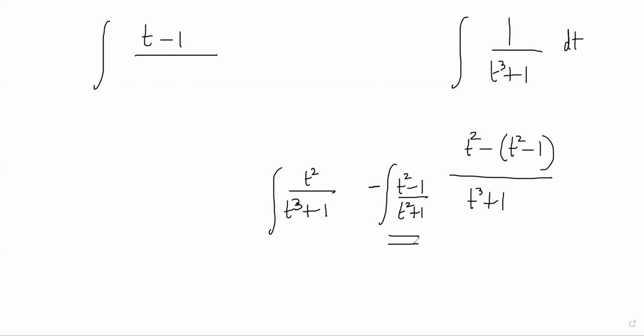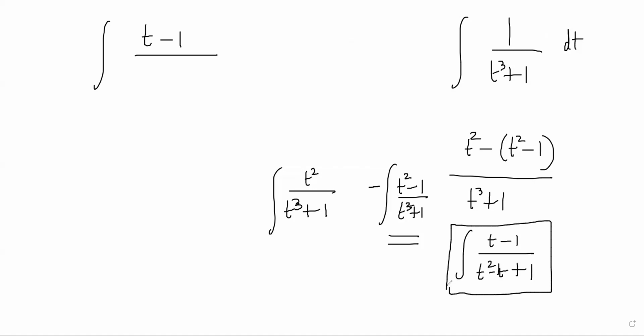How will it cancel? It is 1 + t on top and t³ + 1 below, so the t + 1 will cancel. You will get (t - 1)/(t² - t + 1), right? Again the same thing has come. We know how to do this. So this is also possible, but I think thinking of this is a little more complicated.